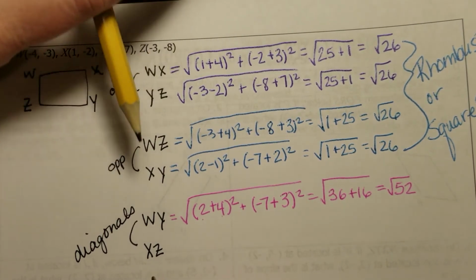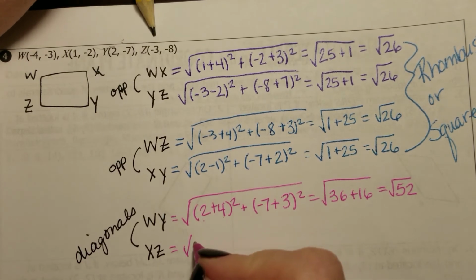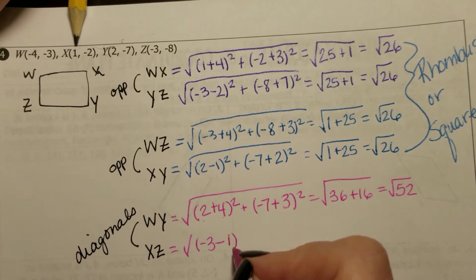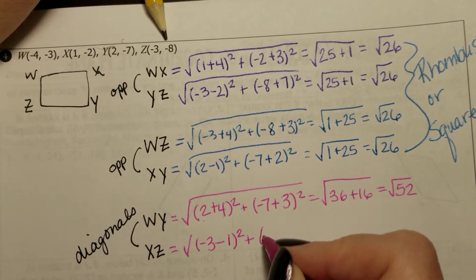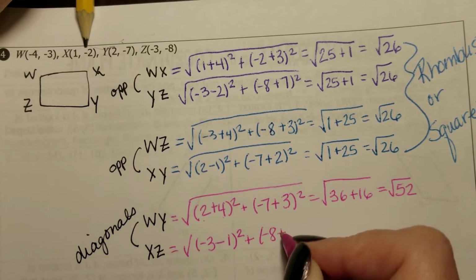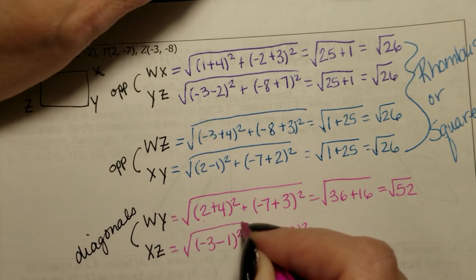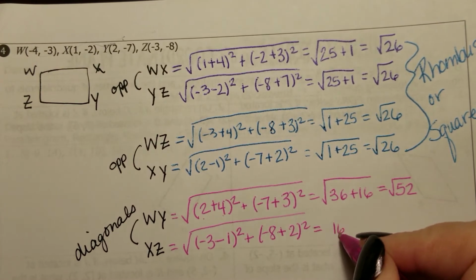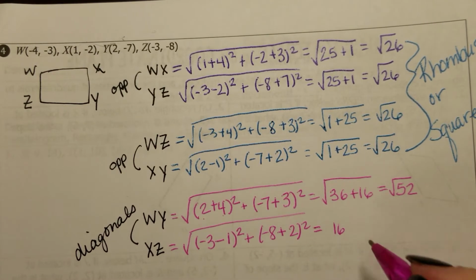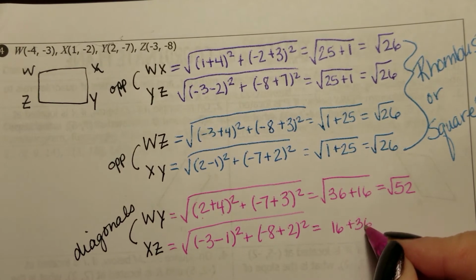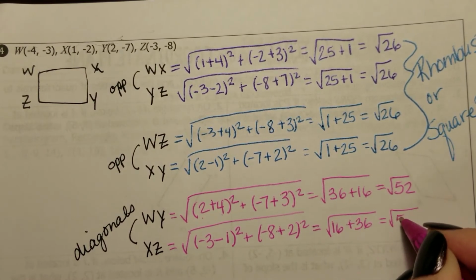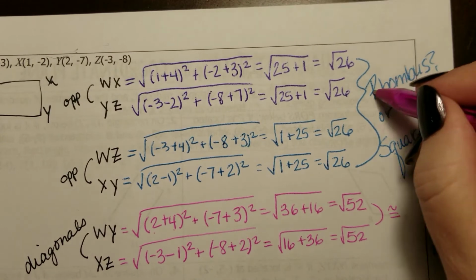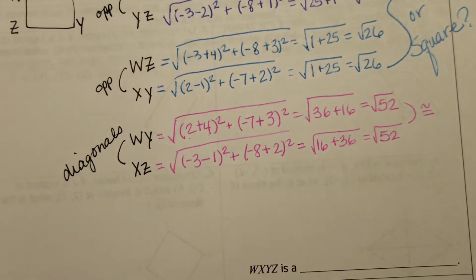All right, let's take a look at XZ. So I'm going to take the square root of negative 3 minus 1 squared plus negative 8 minus negative 2 squared. Negative 3 minus 1 is negative 4. Negative 4 squared is 16. Negative 8 plus 2 is negative 6. Negative 6 squared is 36. So we do have the square root of 52. The diagonals are also congruent. So that means that we are not going to have a rhombus. We do have a square.